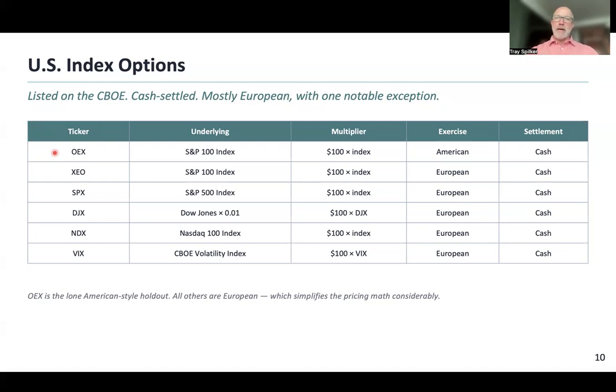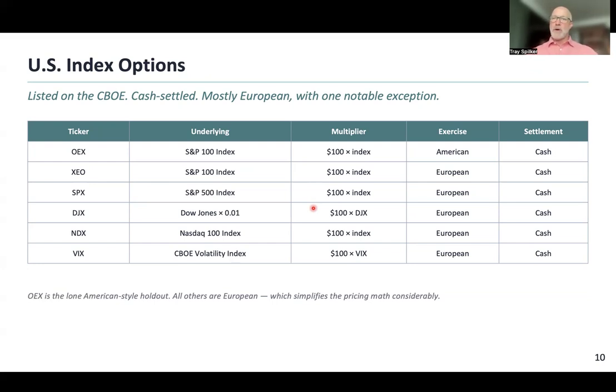And generally speaking, as with all the other typical listed exchange-traded options, the multiplier on these is also 100. Here, of course, it'd be 100 times the index, depending upon which index we're looking at. And because these are financials, they are cash settled as well.